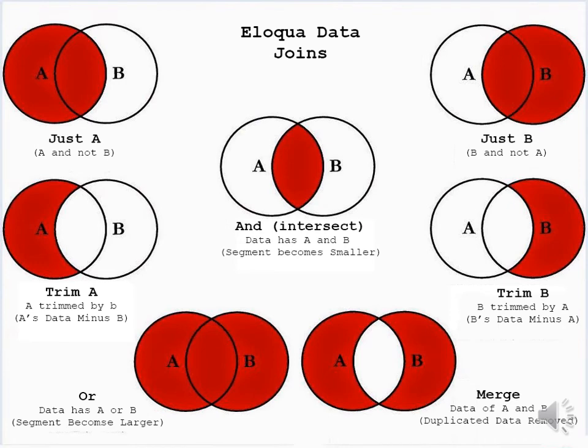Here it is in the large. Once again, trimming: just A, just B, trim A, trim B. This is when you put an "or" statement, both of them together. This is when you're merging them. It's the information in the middle that gets removed of the duplication. It really would look more like this one. And then this is the intersect and how that would look.